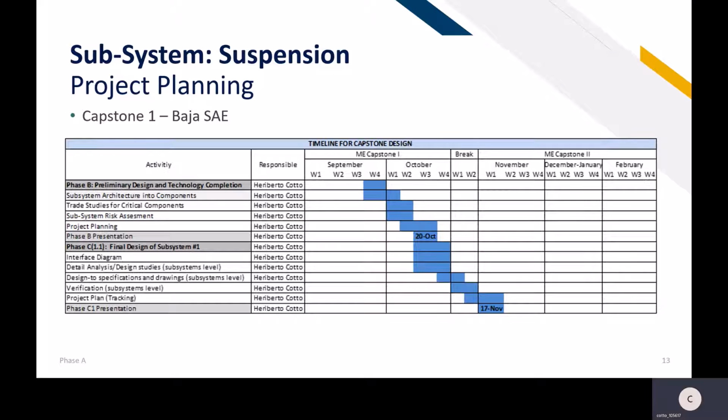And now we have the project plan for the suspension. Now my partner will continue with the presentation. Thanks.